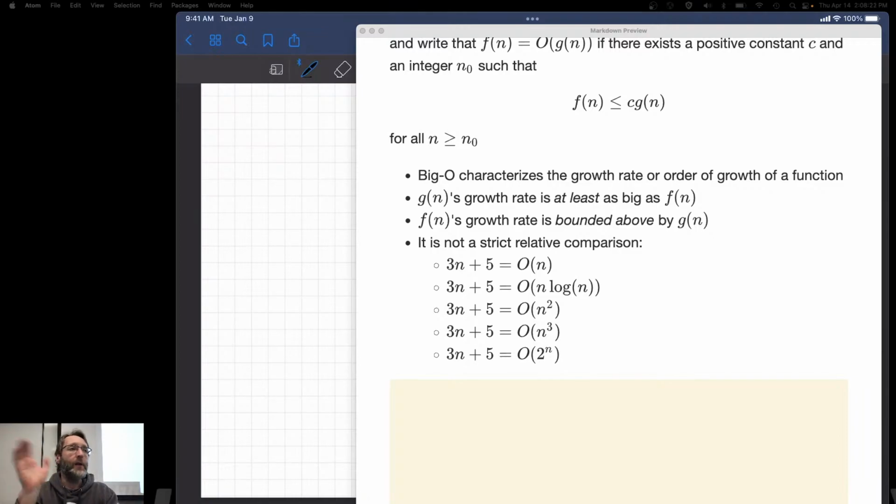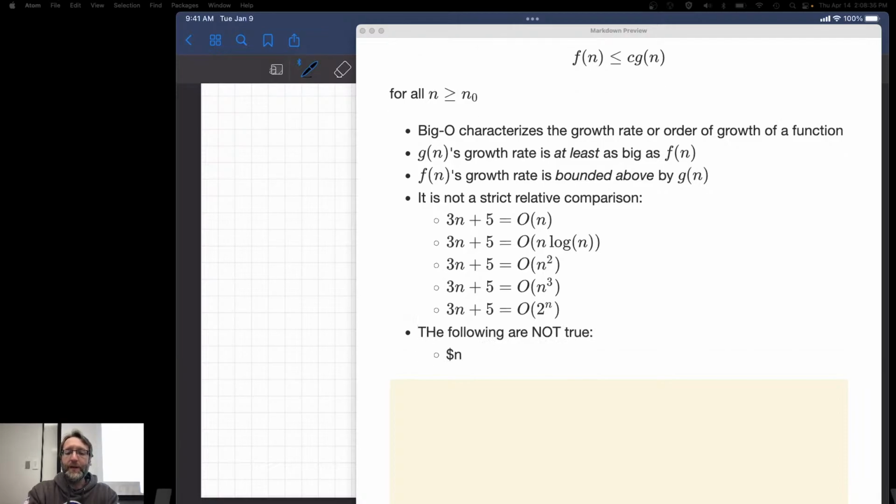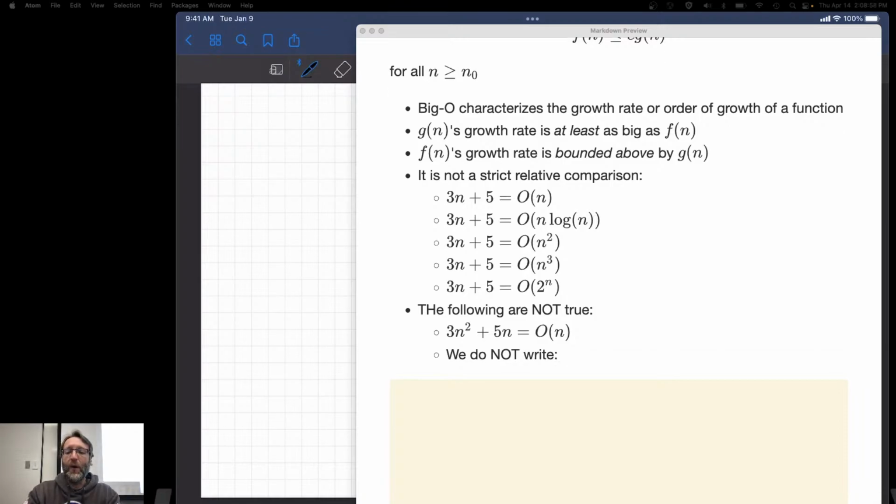That's because big O is not a strict bound. It is not equal to, it is less than or equal to. That's the definition. But what is false? The following are not true. For example, is it true that 3n squared plus 5n is big O of n? That is definitely not true. It doesn't work the other way around. The thing on the right-hand side is a bound on the thing on the left-hand side. We also do not write, say, order n is equal to 3n plus 5.